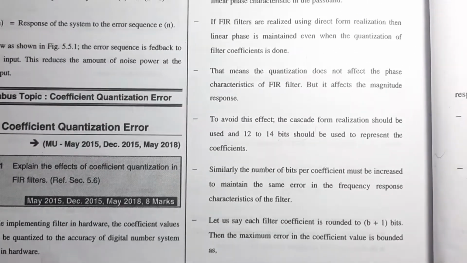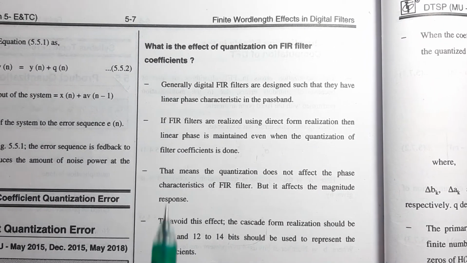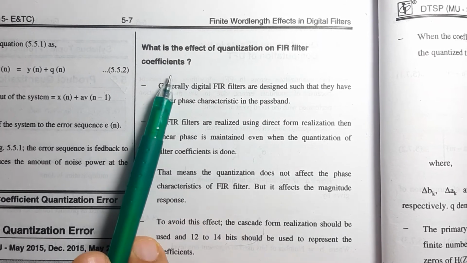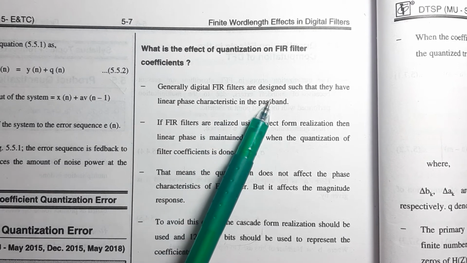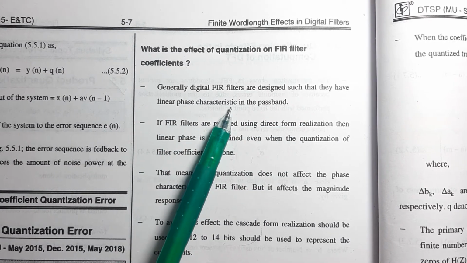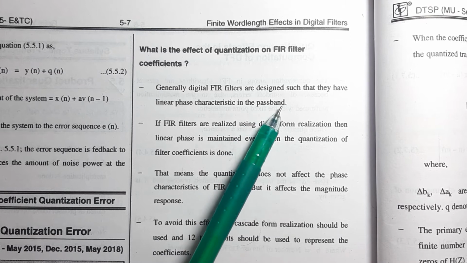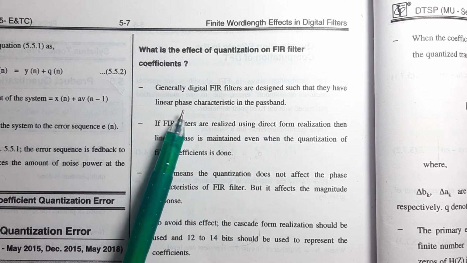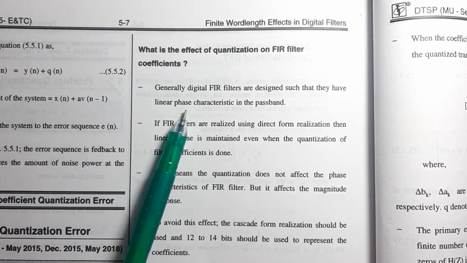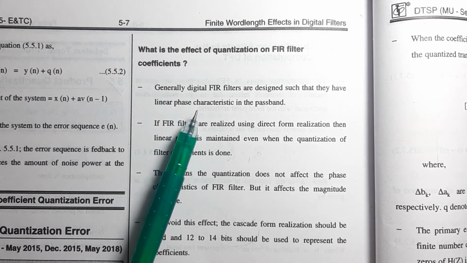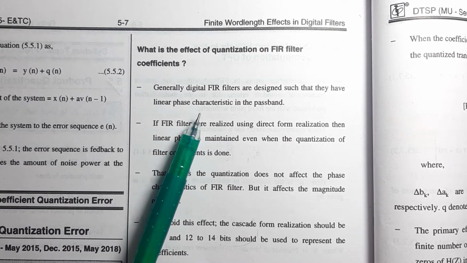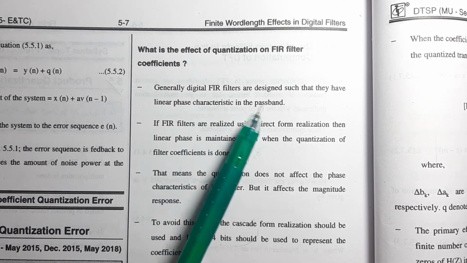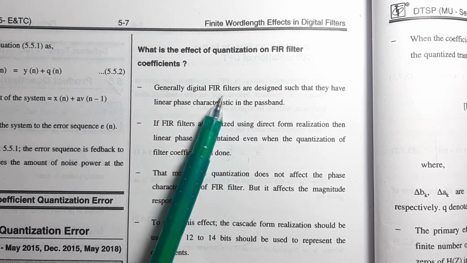Now, what is the effect of quantization on FIR filter coefficients? Generally, digital FIR filters are designed such that they have linear phase characteristic in the passband. That means in the passband, the signal would pass very easily, and they have a linear phase. That means there won't be any change in your phase when your signal is passed through your FIR filter.